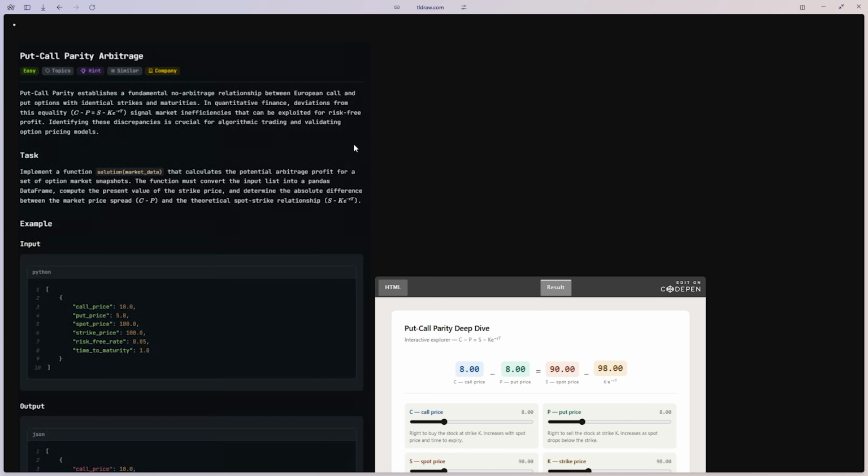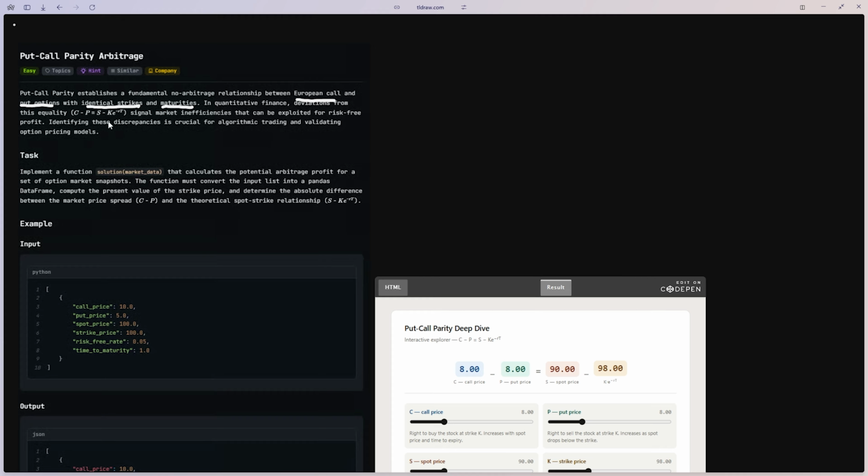So let's go over the problem, put call parity arbitrage. Put call parity establishes a fundamental no arbitrage relationship between European calls and put options with identical strike prices and maturity. And so the main thing to take away from the first sentence is that this is for European calls and puts, and we have to have an identical strike price and maturity.